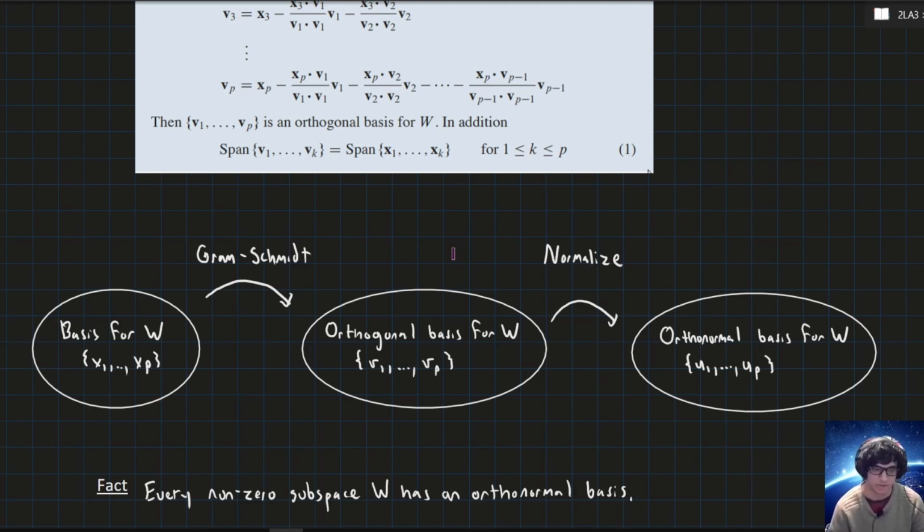So you may ask, why do we desire orthogonality and orthonormality so much? Well, we'll do a few examples of how orthogonality will help us with some of our computations now.